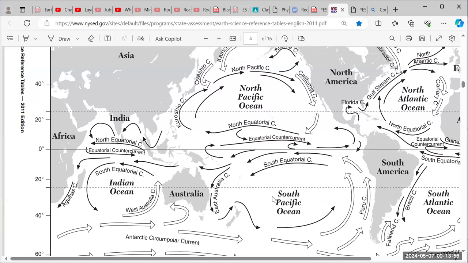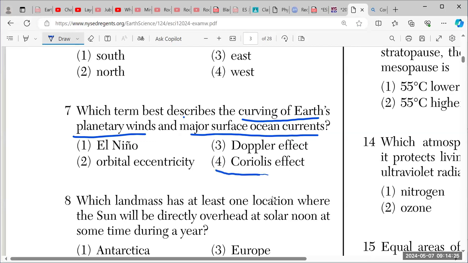We also know that these winds are also responsible for the direction of the ocean currents that we see here, right? And the question is asking, what causes this? Well, we know that when the Earth rotates, there is a special effect that causes the curving of the Earth's winds and even the direction of flow of the ocean currents. And that effect is known as the Coriolis effect, which is another piece of evidence of the Earth's rotation.